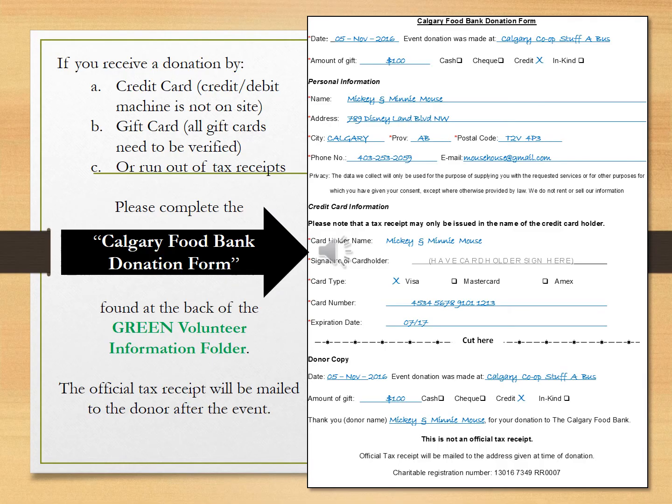If you receive a donation that needs to be processed after the event, such as a credit card or a gift card, please complete the Calgary Food Bank donation form found at the back of the green volunteer information folder. The Calgary Food Bank will mail the donor their official tax receipt after the event. Please do not issue a tax receipt at this time. You can also use this form if you run out of tax receipts.